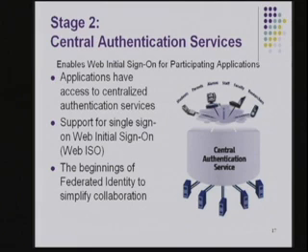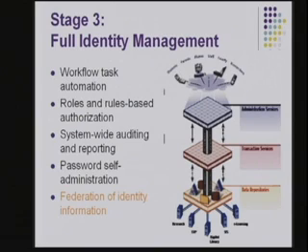So there were problems with this, and it was rectified using this particular kind of architecture which we are heading towards. And this is our main focus on how to establish and what are the different types of problems in an identity system of this kind. Here the workflow task automation is given very clearly. The rules and rule-based authorization is defined. There's a system-wide auditing and reporting.